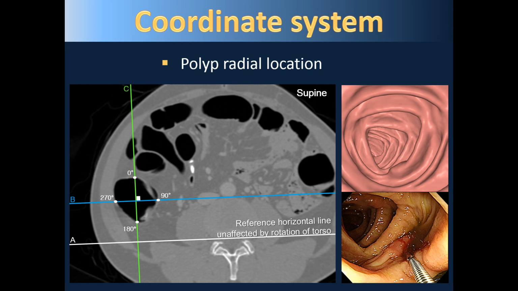You can see the polyp at the dorsal medial side of the ascending colon on CTC, 3D luminal imaging, and colonoscopy. So the radial location of the polyp according to the coordinate system was 119 degrees on the supine CT scan. We repeated the same procedure on the prone CT scan.